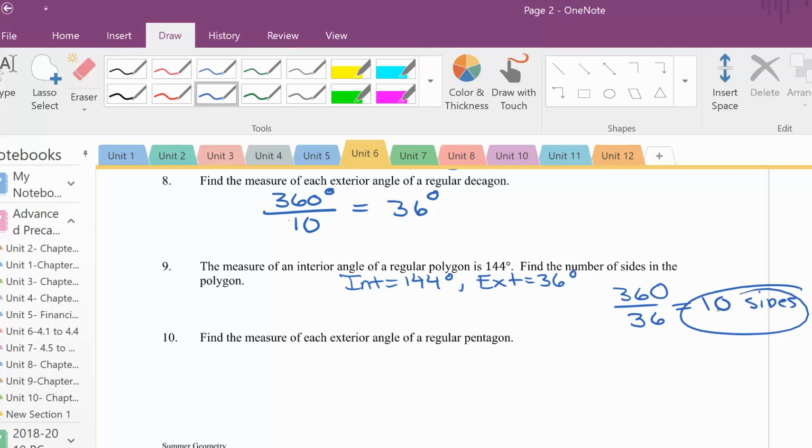So then find the measure of each exterior angle of a regular pentagon. A pentagon has 5 sides, so 360 divided by 5 is 72 degrees. So each exterior angle is 72 degrees.